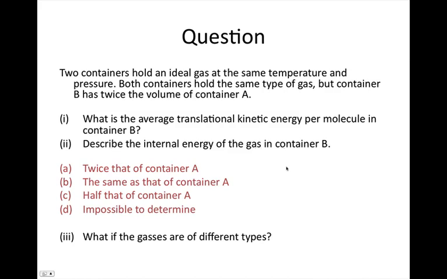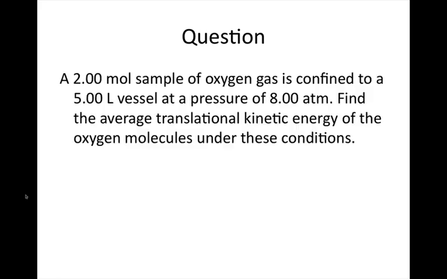Okay, now if these are different gases, we don't know how the degrees of freedom compare. So even if there are twice as many molecules in container B, it's possible that the gas in container A could have twice the number of degrees of freedom. So in this case, we don't actually have enough information to answer this question. So part D is the correct answer for if the gases are different for part 2.